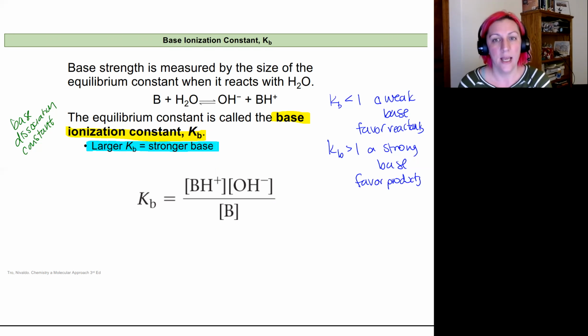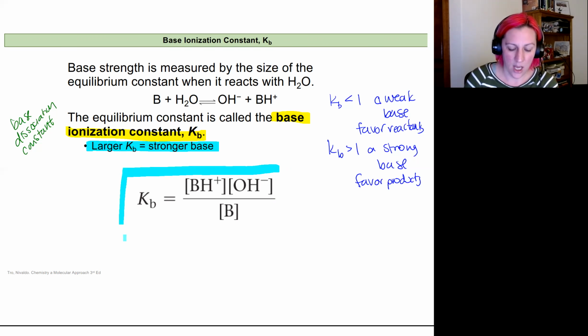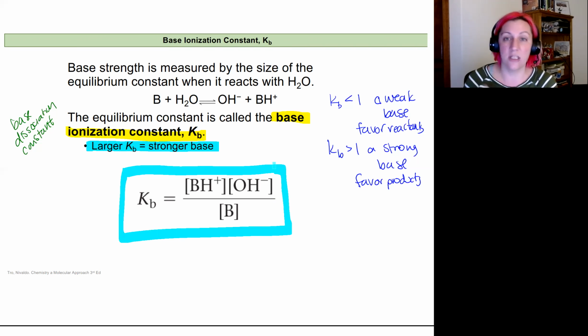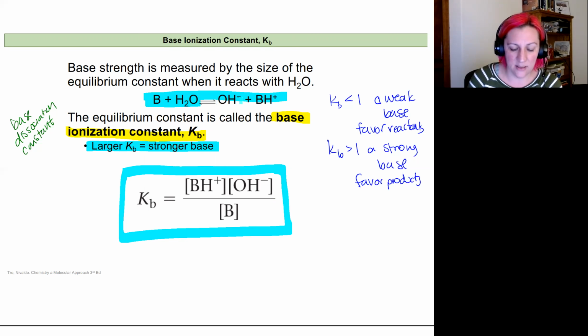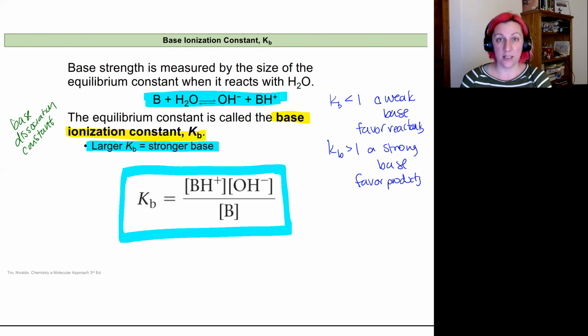And we're going to calculate that Kb expression by just using our equilibrium constant expression. It's for this base dissociation reaction where we have a base plus water. It's going to form hydroxide plus the conjugate acid of the base. That conjugate acid and hydroxide concentrations are going to be multiplied on the numerator of our expression. And on the denominator, we'll have the concentration of the base. And these are all concentrations at equilibrium.